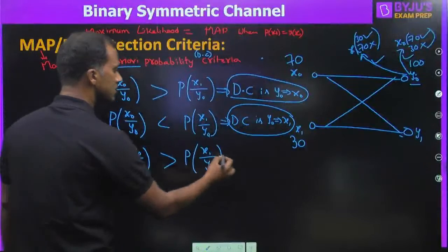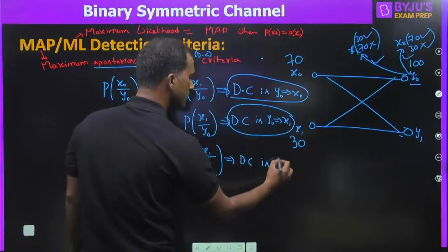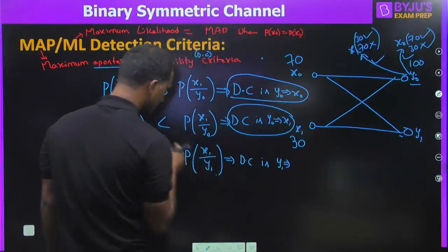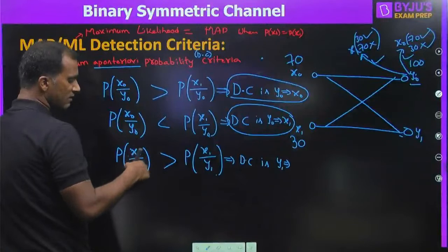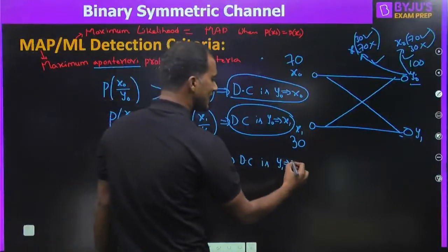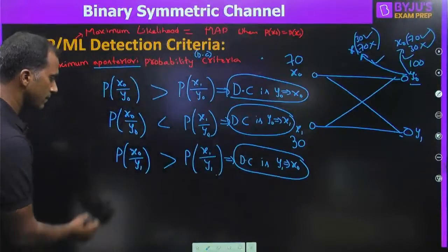So what is the best decision to make? When this relation is being satisfied, the best decision to make is whenever you see y1, decide it as x0. That is the best decision to make. That will give you less number of errors.